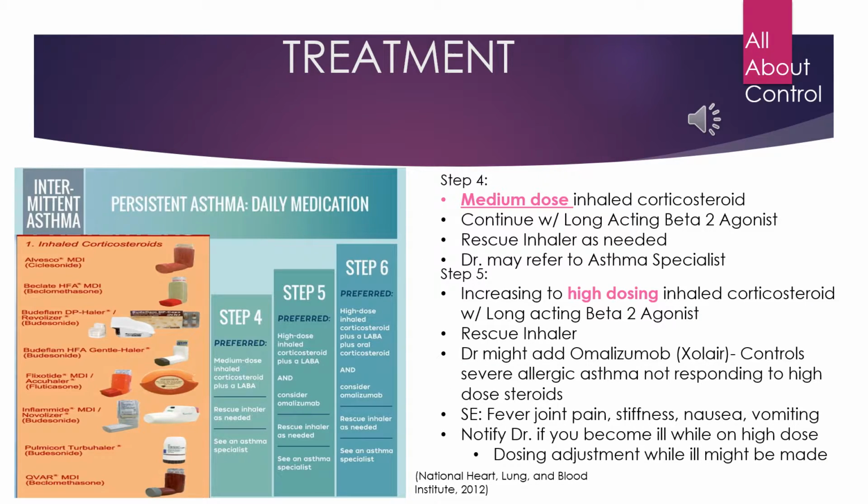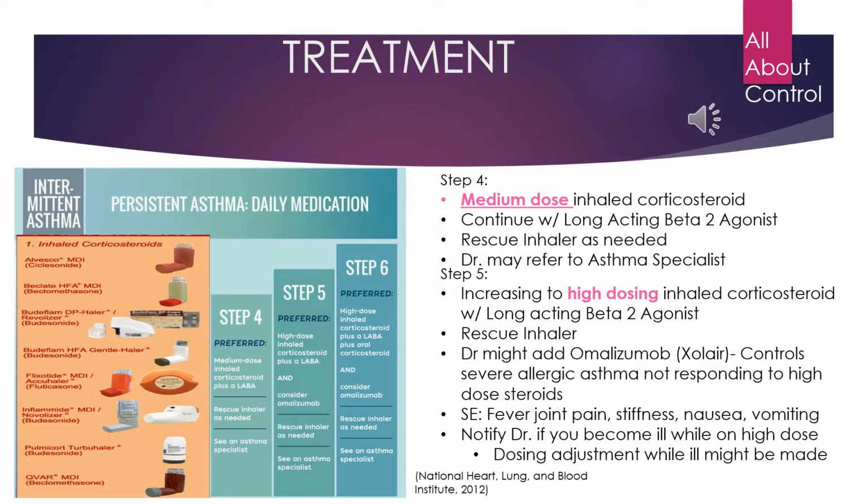Okay, so continuing on to treatment. As asthma begins to progress or is more poorly controlled, we move on to step 4. And as you can see, I've listed there some inhaled corticosteroids. What happens is you could be using the same medications, but the doctor may continue to up the dose. At this point, you're at a medium dose inhaled corticosteroid, continuing the long-acting beta-2 agonist, and also carrying that rescue inhaler as you need it. The doctor may also refer you to an asthma specialist who specializes in this disease.